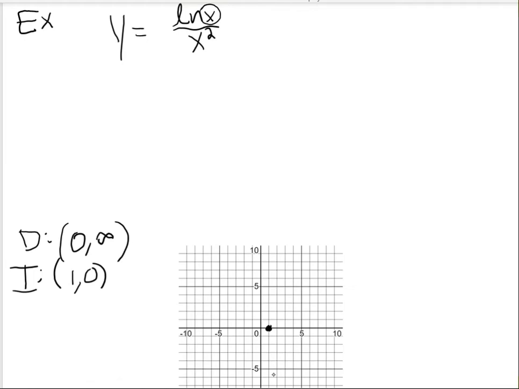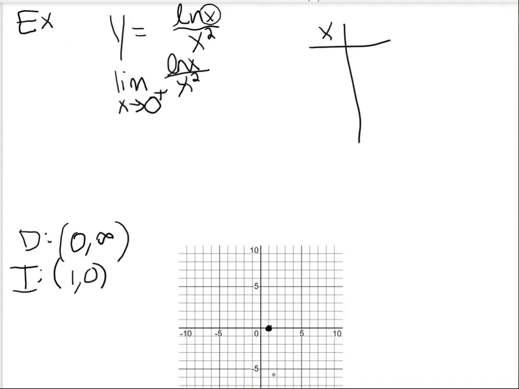Next, we want to look at our asymptotes. This is where you would want to look at that left endpoint of 0. So let's start out with that: the limit as x goes to 0 from the right of natural log of x over x squared. You could try this by table, making a table with your x value and natural log of x over x squared, plugging in values that get close to 0, and then estimate it.